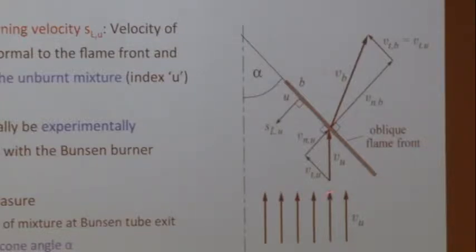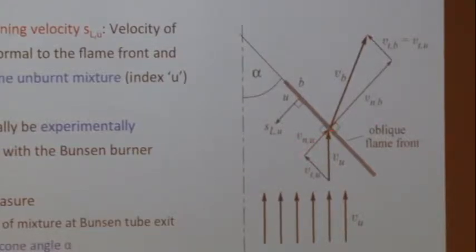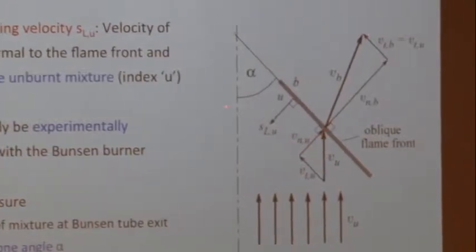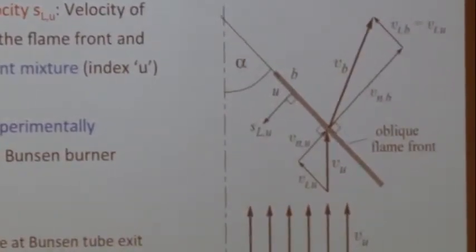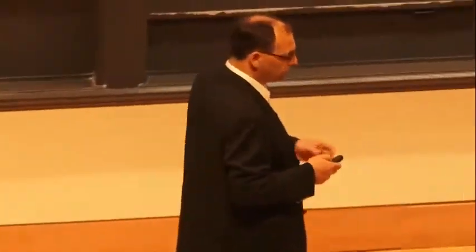Now, you see that you can actually determine this normal velocity if you know the angle here. The angle is the same as the cone angle. So you could imagine that you take a Bunsen flame and just measure this angle, and you know what the flow velocity is, and then that is an easy measurement for the burning velocity.